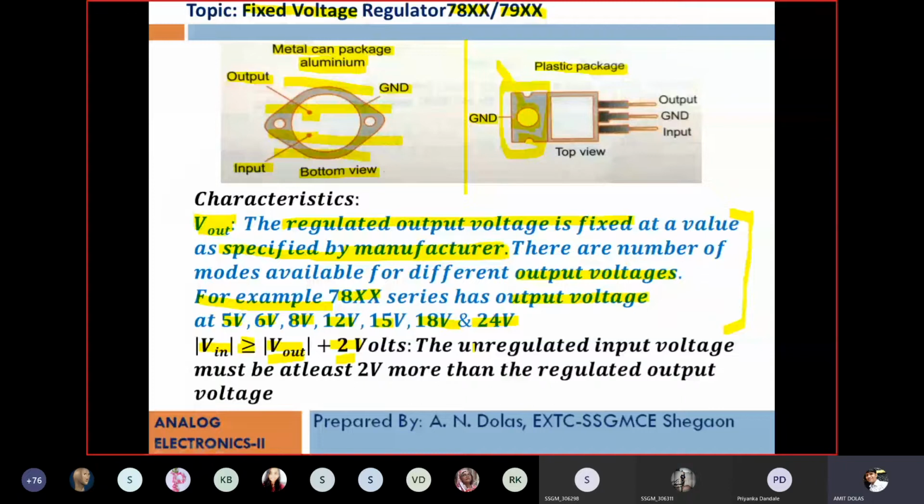The unregulated input voltage, same as mentioned here in the theory, must be at least 2 volt more than the regulated output voltage. This is another characteristic. I'll move to the next PPT.